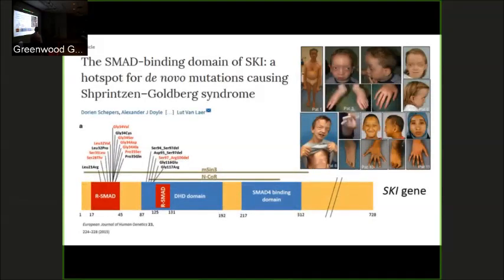So as an example of that, I bring up this SMAD binding protein SKI. The SKI gene has two hotspots. The red and black don't really matter at this point, previously published. And mutations in these two hotspots contribute to Shprintzen-Goldberg syndrome. There are many examples of hotspots, but this paper is one example that was essentially predicted by the interactome data that I showed you earlier. They were the first to suggest this gene interacts with SMAD.